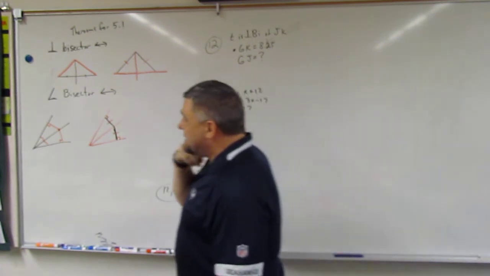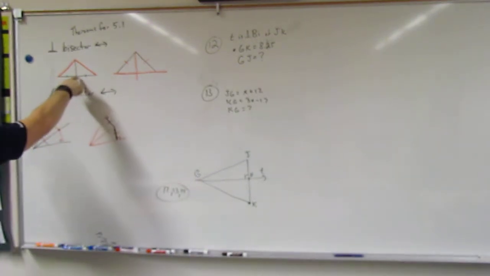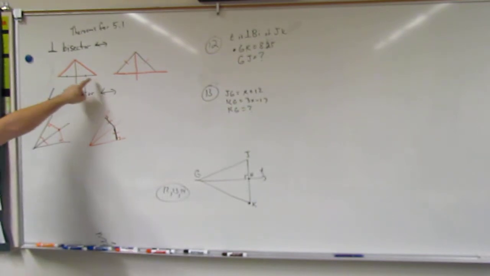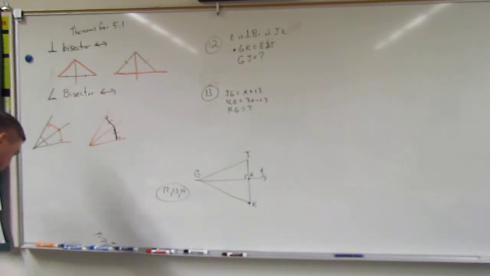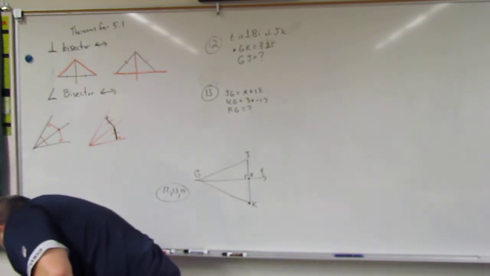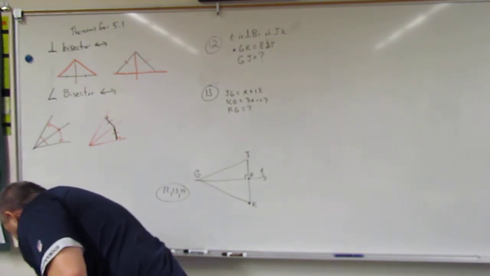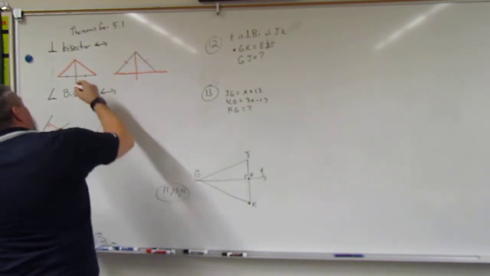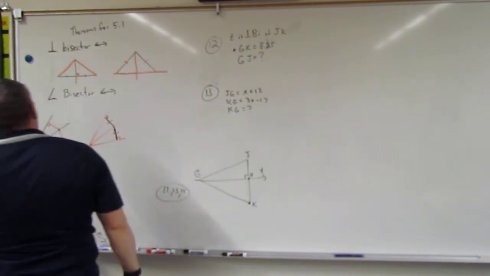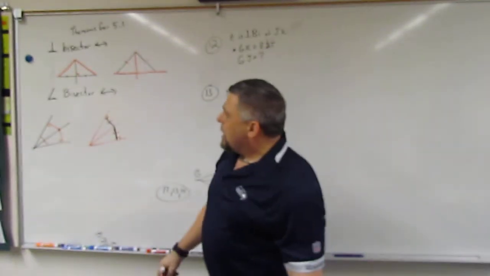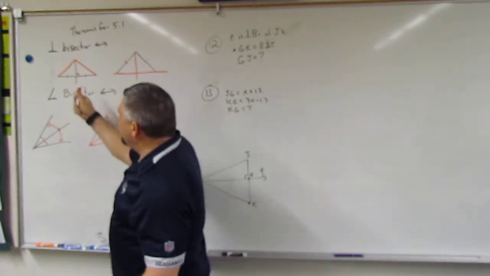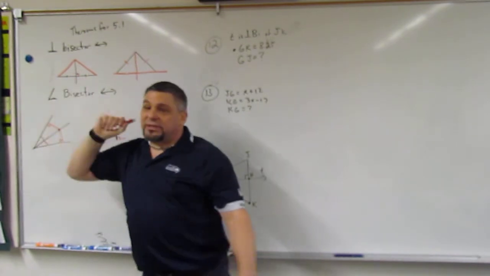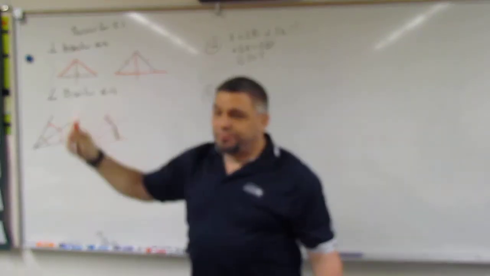So the key here is that if this is a perpendicular bisector, it means that it's cutting this in half, and it also means that this is a perpendicular. Okay? So 2 things happen. 1, this is 90 degrees. So that means this is 90 degrees because it's a linear pair, right?